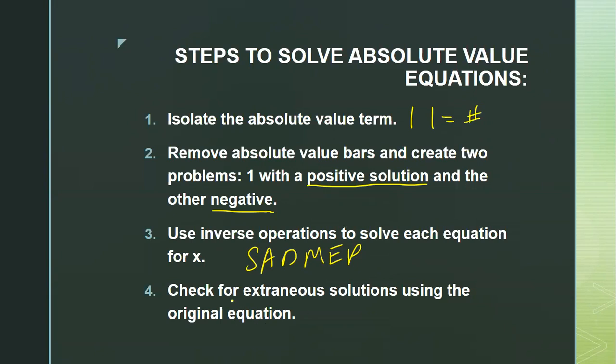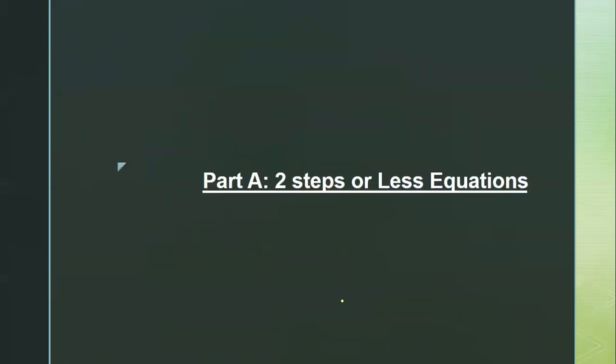And then we're going to check our solution. Right now, we're not really checking for extraneous solutions. You only check for extraneous solutions when you have variables on both sides. But you're going to do that on Friday. So might as well leave the step in here. So this is what we're going to do. We're going to isolate, remove, inverse, check. Okay. So two steps or less equations is where we're going to start.